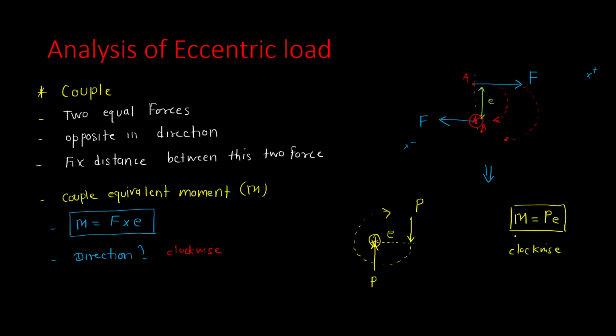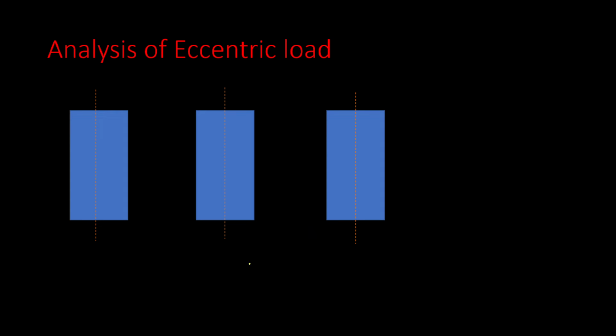Now we will use this in the main analysis of eccentric load. So this is our vertical member. On this vertical member, first we will apply an eccentric load P. Now we all know what an eccentric load is. It is a load which is not acting on the centroidal axis. So the distance between this axis, which is called the centroidal axis, and the point load is called the eccentricity e.